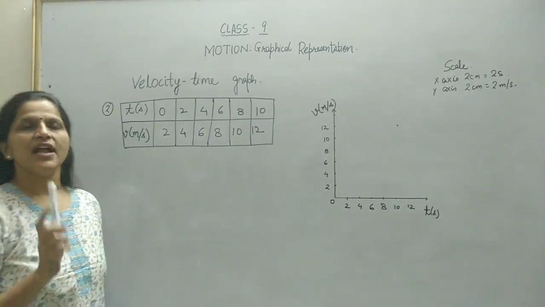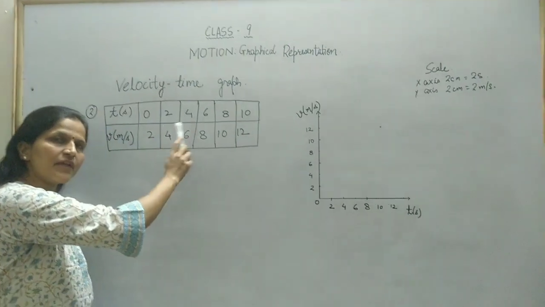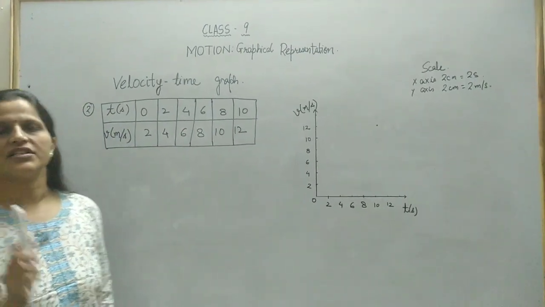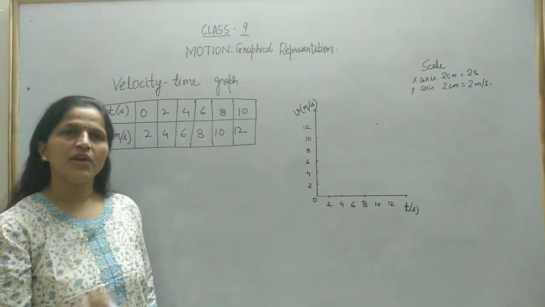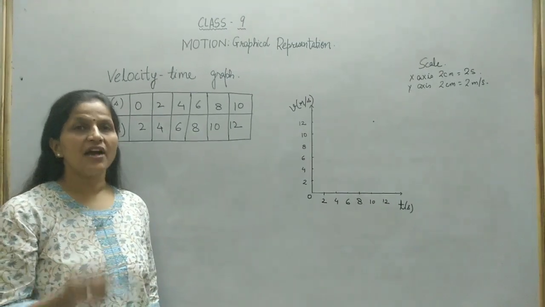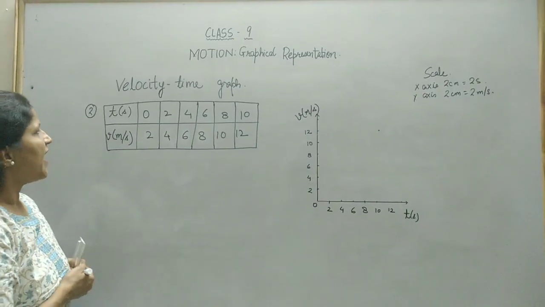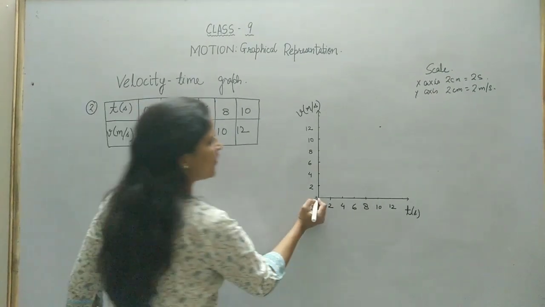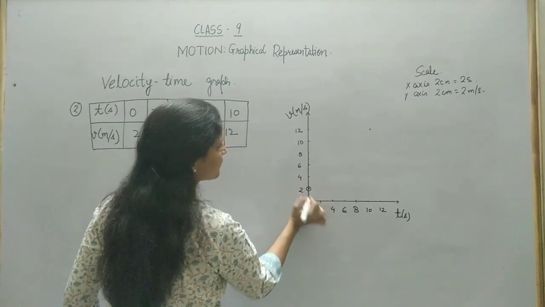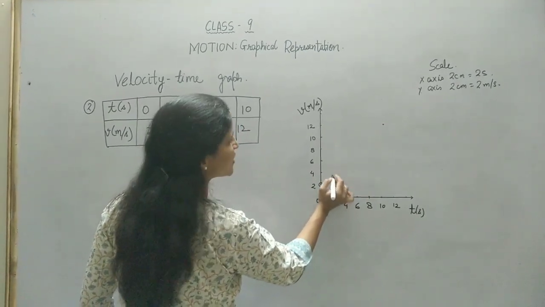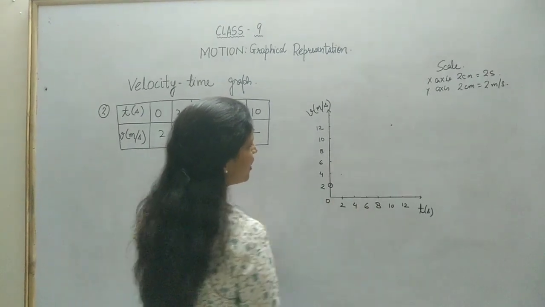If you remember, if the velocity of a body changes by equal amounts in equal intervals of time, we call such a motion uniformly accelerated motion. Now let us see what type of graph we obtain for uniformly accelerated motion. At t equal to 0, the velocity value is 2 meter per second. At t equal to 2 seconds the value is 4, at 4 it is 6, and so on.